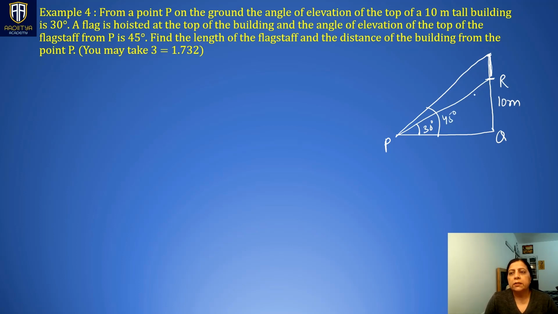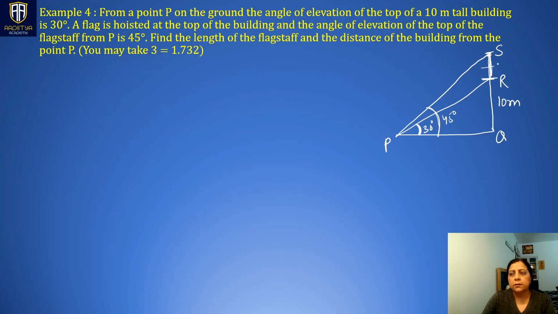Find the length of the flagstaff and the distance of the building from point P. Let this be point S. Now just try to analyze the question. From a point P on the ground, the angle of elevation of the top of a 10-meter tall building is 30 degrees. If we are looking at the top of the building from this point P, the angle of elevation is 30 degrees. And if we are looking at the top of the flagstaff, which is mounted over the building, this angle of elevation from point P is 45 degrees.